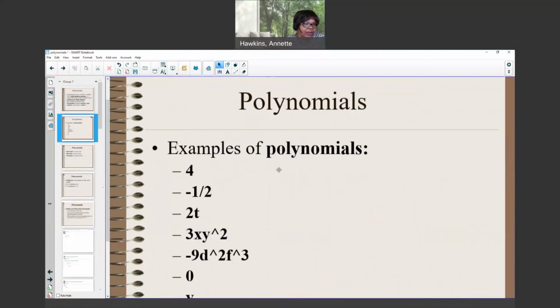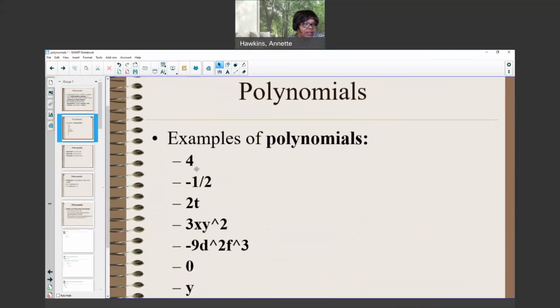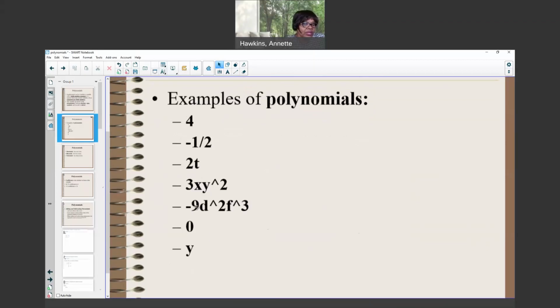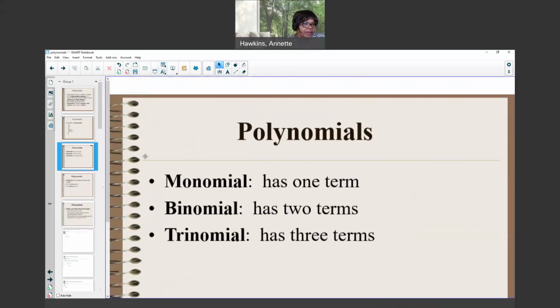So here are some examples of polynomials. This is a number. This is a fraction, a number and a variable, a number times one or more variables, 0 and y. Now, when you have one term, this is called a monomial, mono meaning one. When you have two terms, this is called a binomial, bi meaning two.